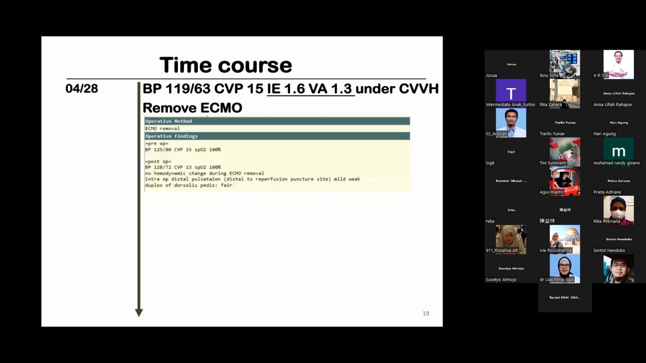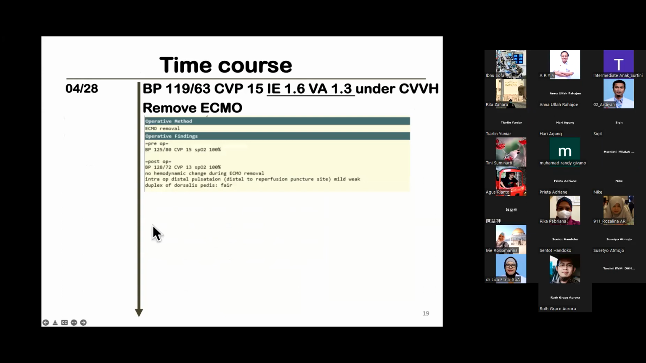On April 28, we decided to remove the ECMO, under inotropic 1.6 and VA ECMO 1.3 liters, and we removed the ECMO about 2 weeks later. So don't worry about the poor condition. If you believe there is no coronary disease and no rejection, we just wait, and he can come off the ECMO smoothly.